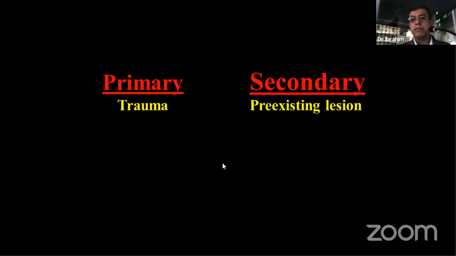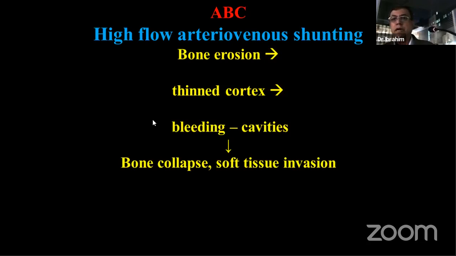They call it primary or secondary. What is the difference? Primary, there's no bone lesion to start with, and then you develop this lesion. Secondary means there is a tumor or a lesion, and then the bone cyst or ABC develops inside this tumor or lesion. What's the theory of the primary or the secondary? Just the same. There is high flow between arteries and veins. That will cause bone erosion. That will cause thinning of the cortex. That would cause bleeding, and then cavities, the bone collapses, and soft tissue is invaded. So we are dealing with a tumor and not a cyst.